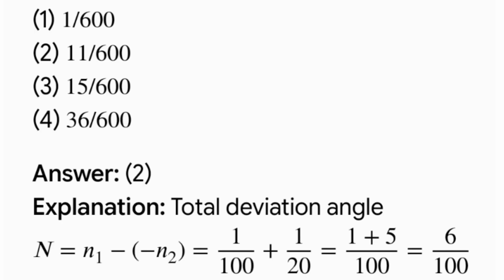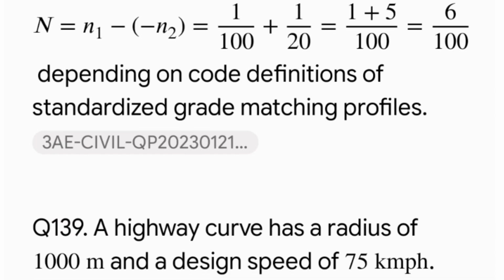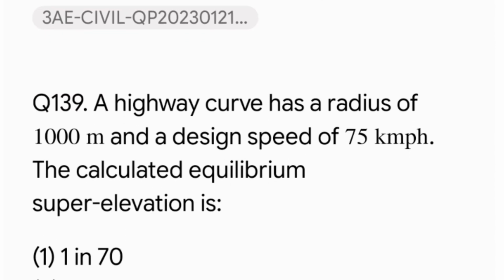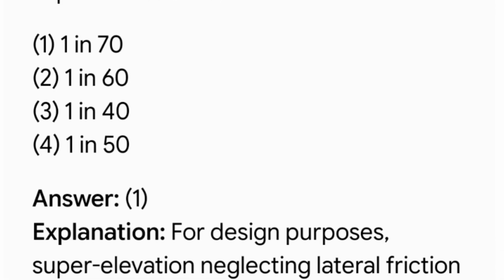Next question. A highway curve has a radius of 1000 meters and a design speed of 70 kmph. Calculate the equilibrium super elevation. Correct answer option 1, 1 in 70.